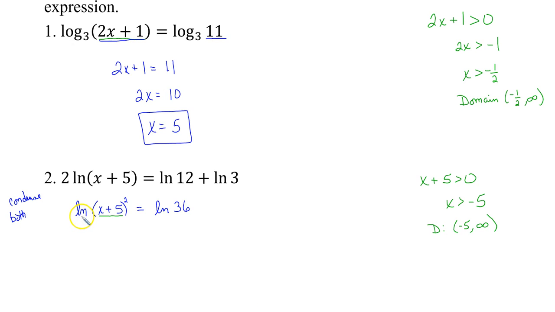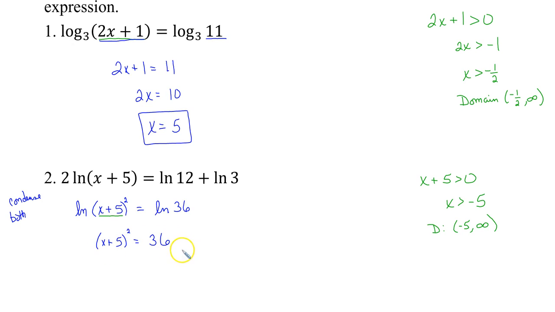We now have a natural log on the left side and a natural log on the right side. So we can take the expression x plus 5 squared and set it equal to the value of 36. We should recognize this as a quadratic equation which we solved back in chapter 1.